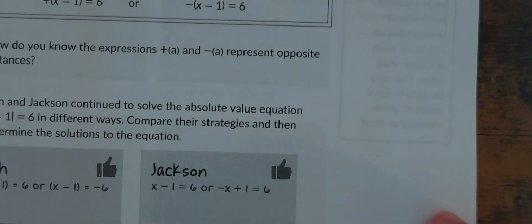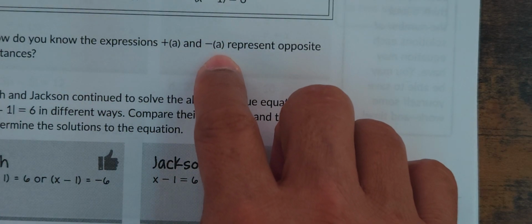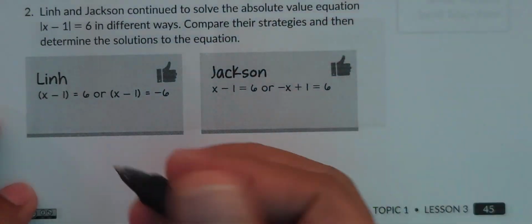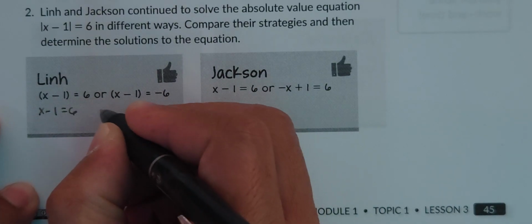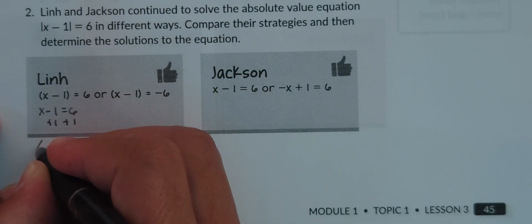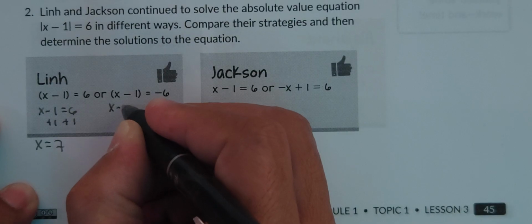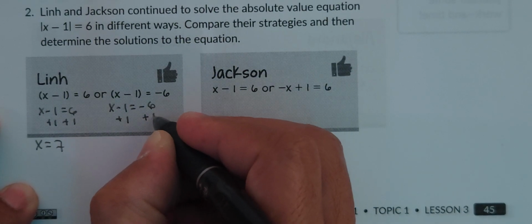So let's go to number 1. How do you know the expressions A and the opposite of A represent the opposite distances? So how would you think, what happens here? So let's do it a different way. So for her, she said, okay, I have x minus 1 equals 6, which means I'm going to add 1. So then x equals 7. And for this one, she said, okay, x minus 1 equals negative 6. So I'm going to add 1 so I can solve for x.